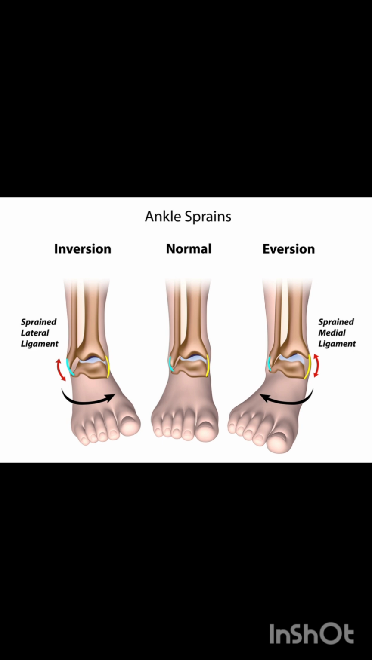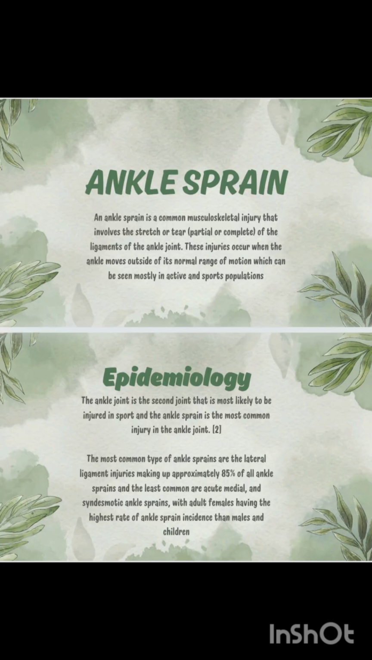Ankle sprain is the most common type of musculoskeletal injury that involves a stretch or a tear, which might be partial or a complete tear of the ligaments of an ankle joint. These types of injuries occur when the ankle moves out of the normal range of motion, which can be seen in sports individuals. Then we'll move on to the epidemiology.